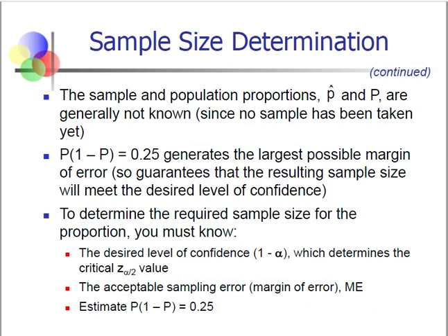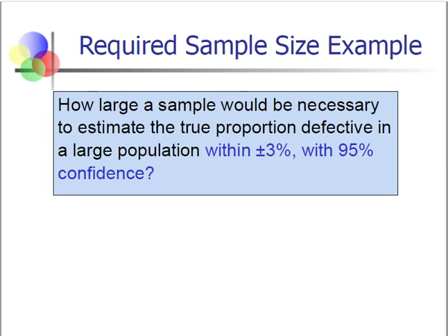Because the sample and population proportions are usually unknown, 0.25 generates the largest possible margin of error. So again, to determine the sample size needed for the proportion, you need to know the confidence level, the margin of error, and the estimate, which is p multiplied by 1 minus p.